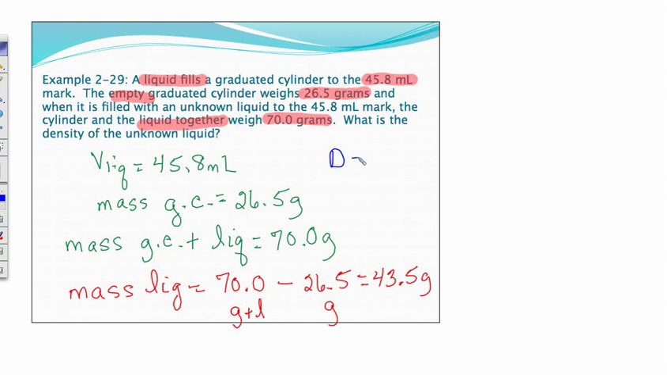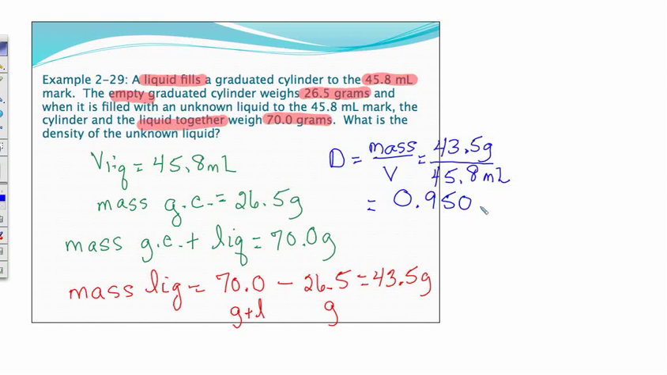Now, to calculate my density of this liquid, I have to take my mass and divide it by my volume. I've now calculated the mass of the liquid. You can't include the mass of the graduated cylinder here. We want the density of the liquid alone. So we have 43.5 grams divided by 45.8 milliliters. And that gives us a density of our unknown liquid as 0.950 grams for every milliliter measured.